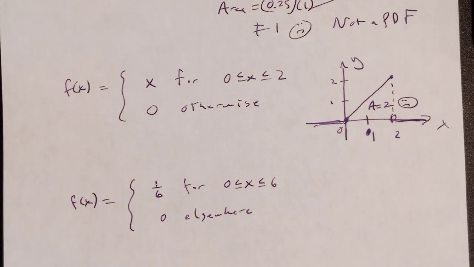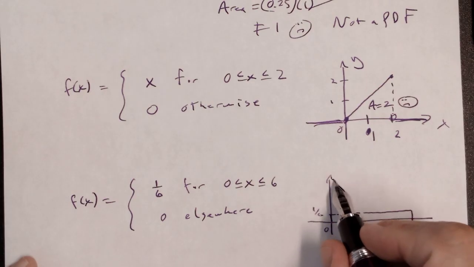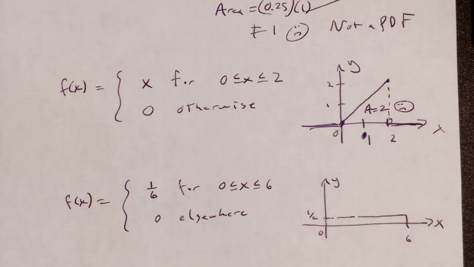This time I did pick a fixed value. Since I picked a fixed value again, this is going to be another horizontal line. The height will be 1/6, but only between 0 and 6. Now it's a PDF because this area, 6 times 1/6, is 1. And this is always bigger than or equal to 0.